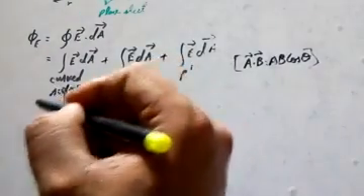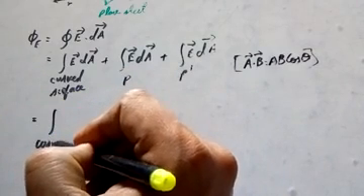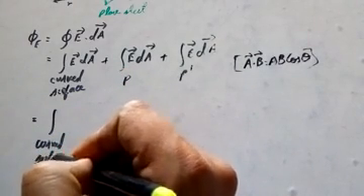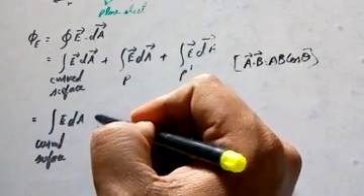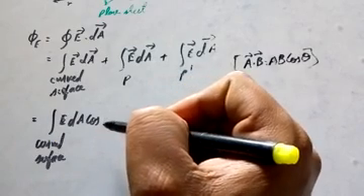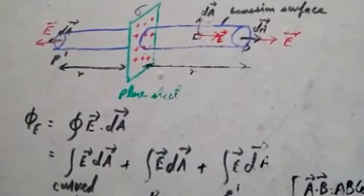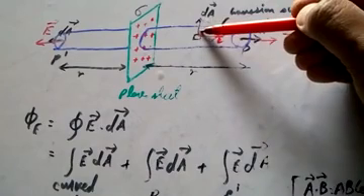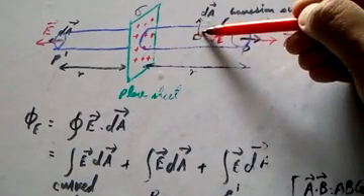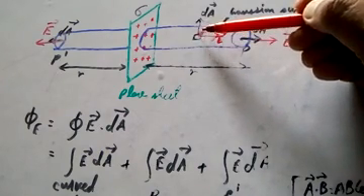Let's find this now. Write it down. For the curved surface, that will be E dA cos theta. Now for the curved surface, let's see the picture again. This is a Gaussian surface and this is the curved surface here. You can see the angle between the electric field and the area normal will be 90 degrees. So theta is equal to 90 degrees for the curved surface.